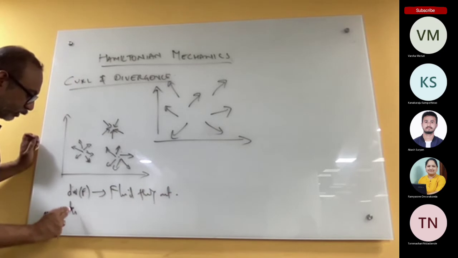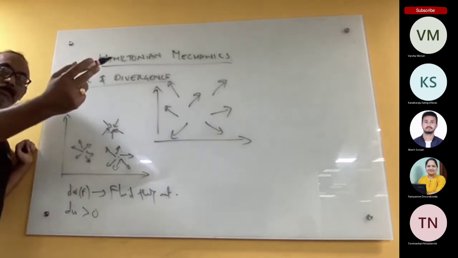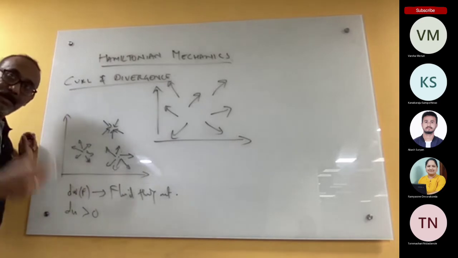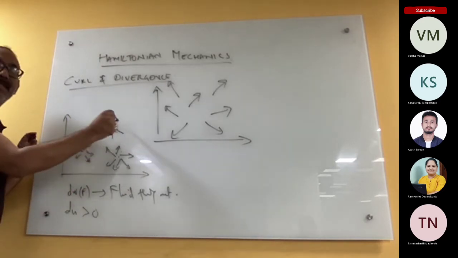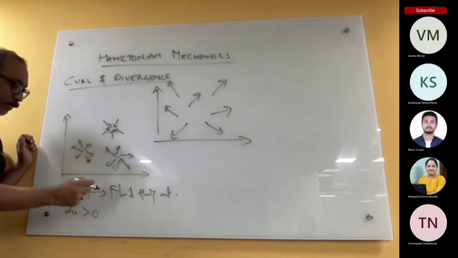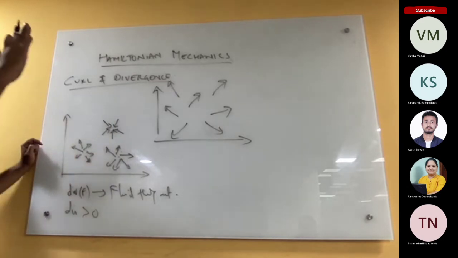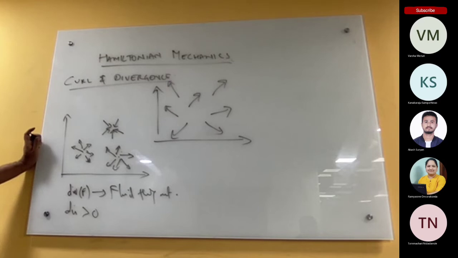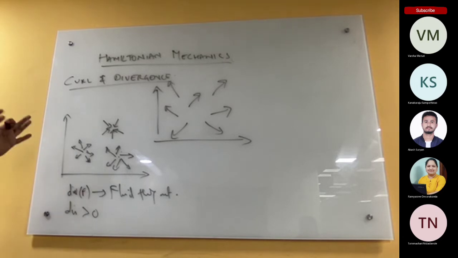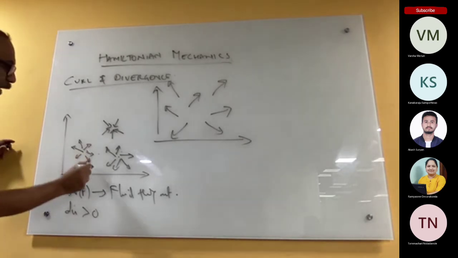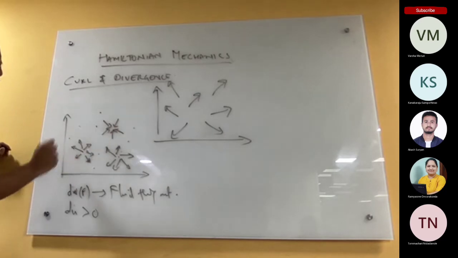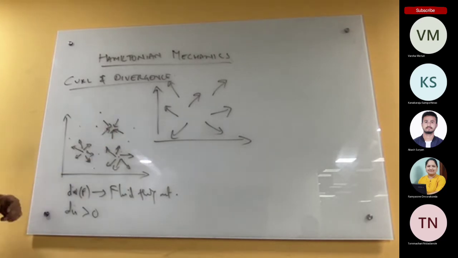So if divergence is greater than 0, that means more is going out. If divergence is less than 0, it means more is coming in. And when divergence is 0, the same amount is flowing in as it's flowing out. That's all you have to understand as far as divergence goes. At any point, divergence is the amount of fluid that's going out from that point. Wherever you are calculating, and that's why at most points it will be 0.